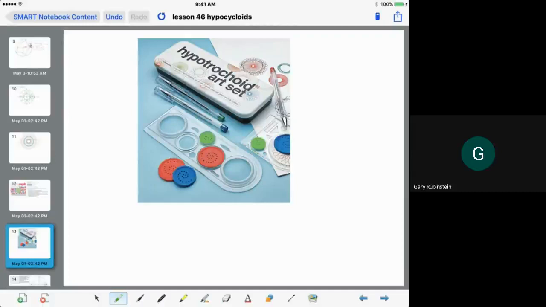Why isn't it a hypocycloid art set? And I want you to type in, why can't they call it a hypocycloid art set? What's the difference? Or why are spirographs not hypocycloids, the thing we just learned about? What's the difference between the way you did the spirograph versus the thing we just did?